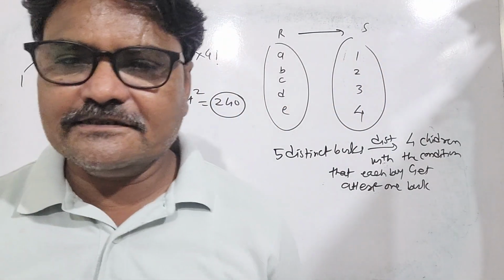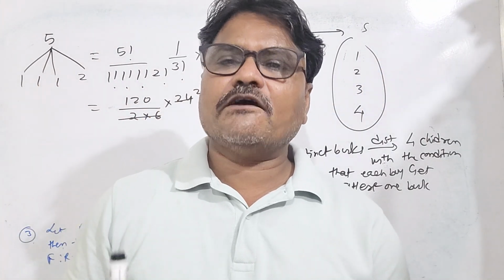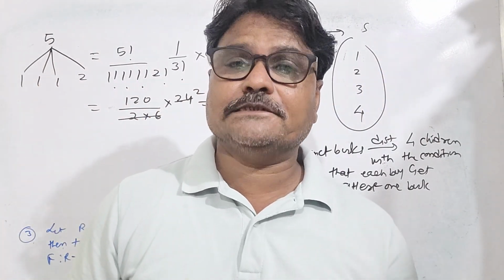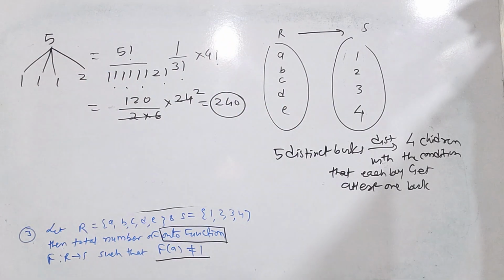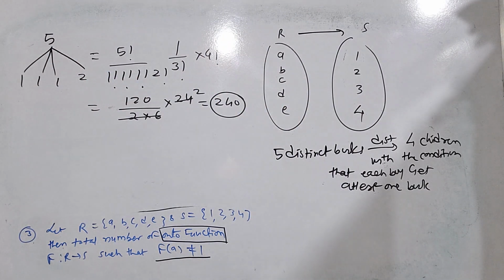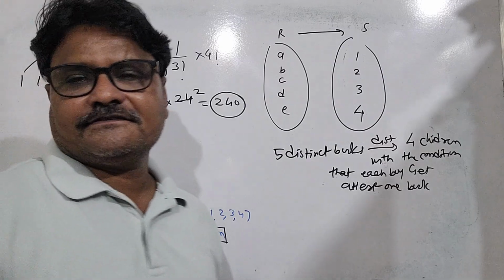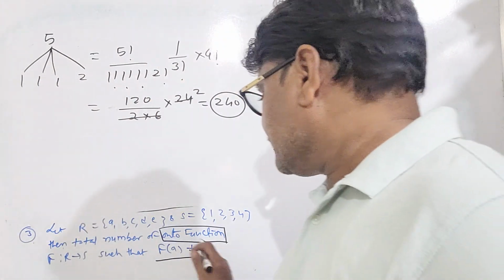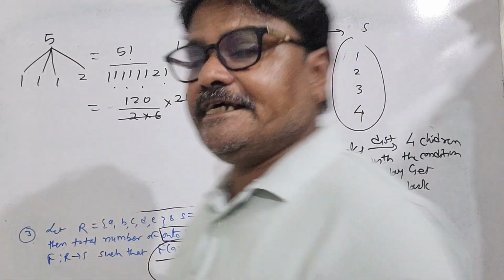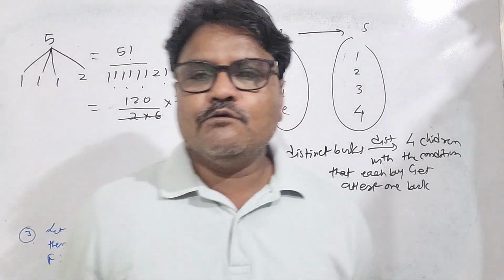So without any restriction, the total number of onto functions is 240. You understand how I can find out the total number of onto functions, by using the concept of divide and distribution. Fine. Now, we have to solve this question with this restriction, that f(a) should not be equal to 1. This is important.